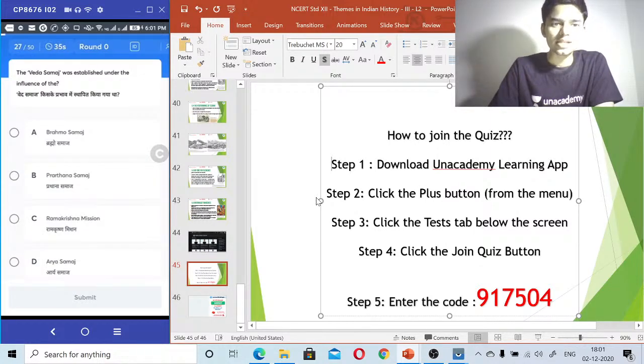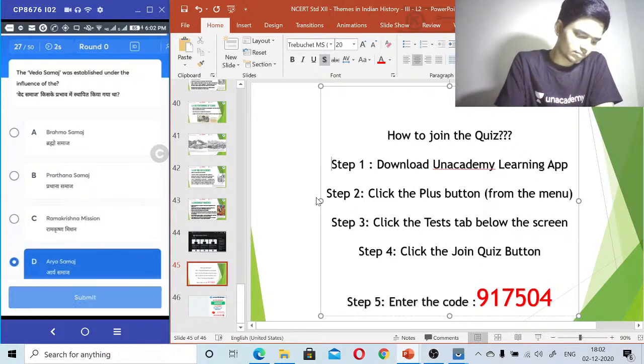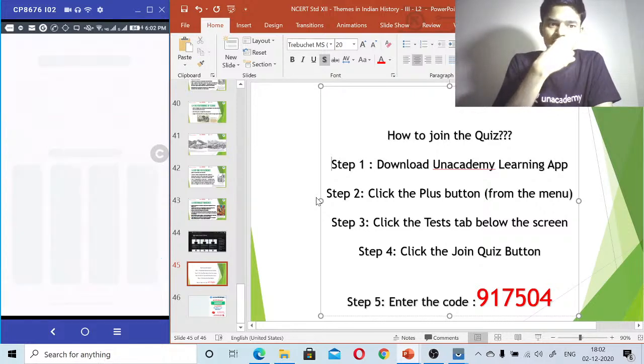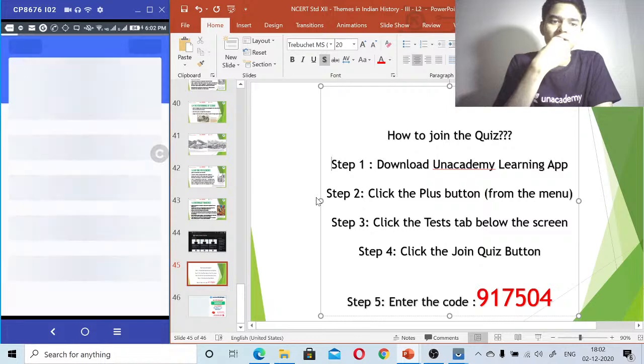27. The Veda Samaj was established under the influence of dash. Brahma Samaj, Prarthana Samaj, Ramakrishna Mission, Arya Samaj. The answer is Brahma Samaj.